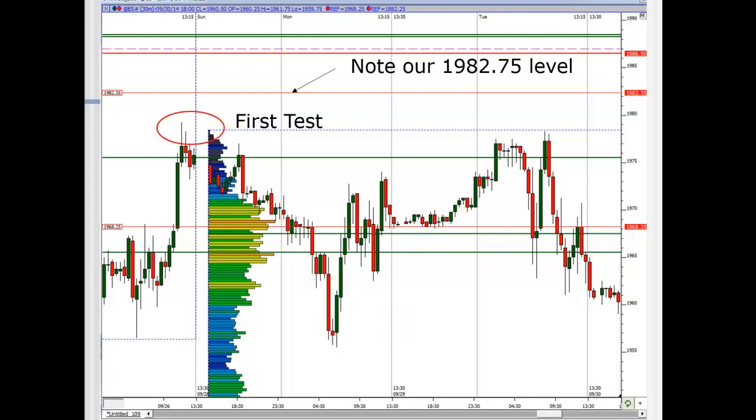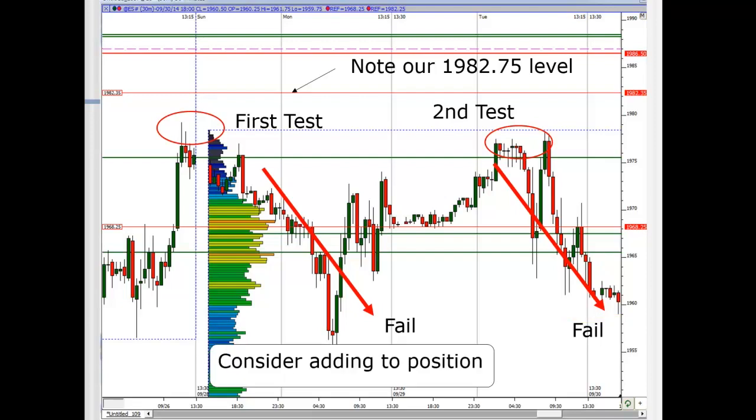Let's take a look at how we continue. We tested up here this level once. We've come back again for a second test, and the second test fails. So just monitoring this auction activity, the first test fails, the second test fails. At this point, even if you had not gotten into a short yet, you should really be thinking about one.